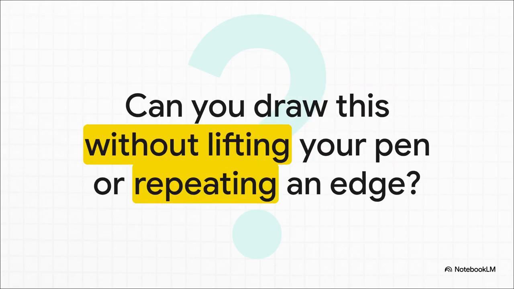Now here's a famous little brain teaser. Look at this shape. Do you think you can trace the whole thing without ever lifting your pen from the paper and without going over the same line twice? This is actually a problem from a field called graph theory, and discrete math gives you the rules to figure out if it's even possible before you start drawing.